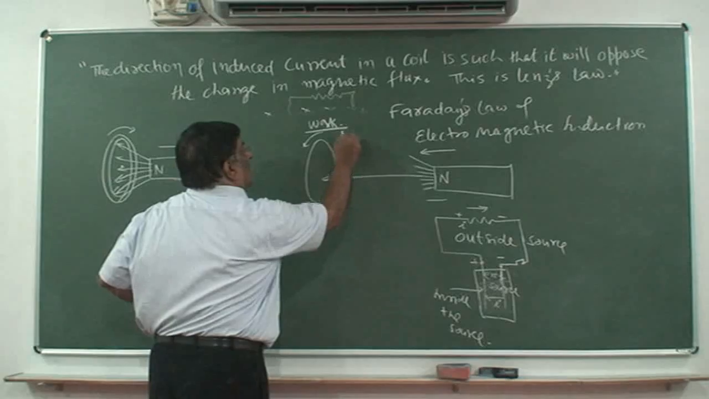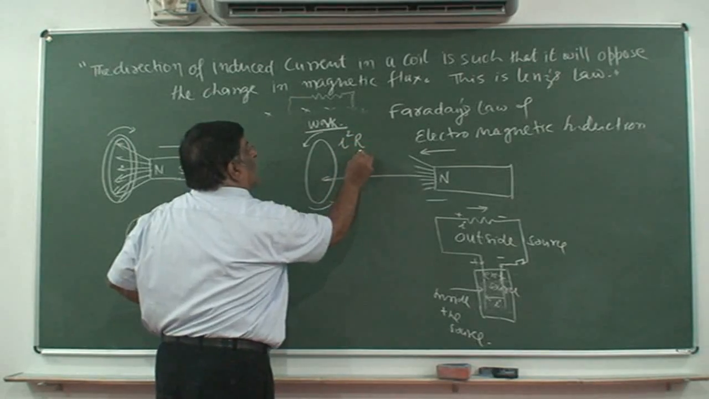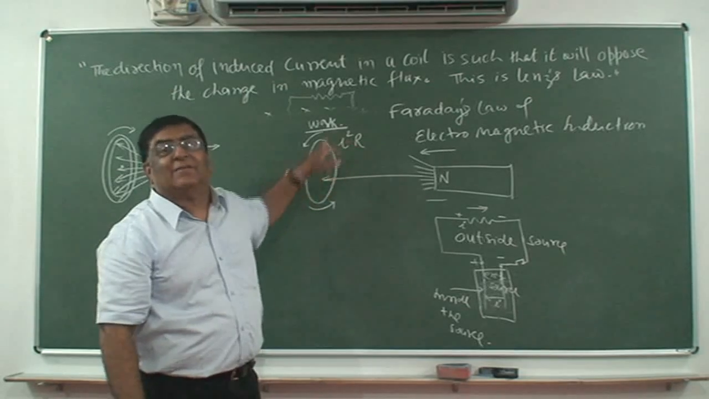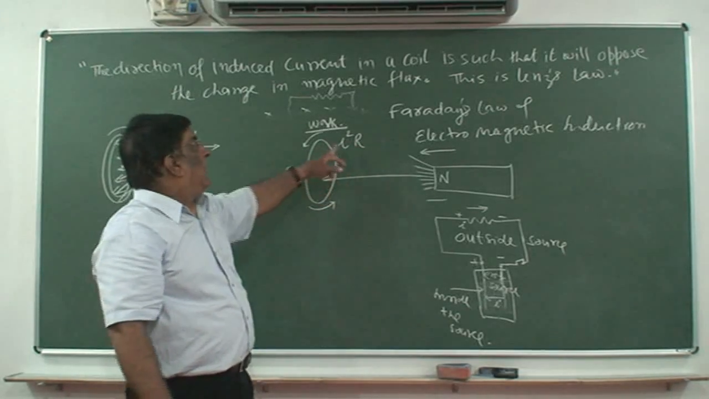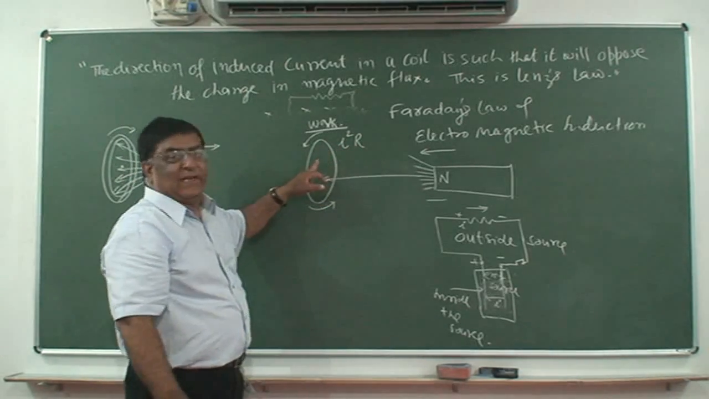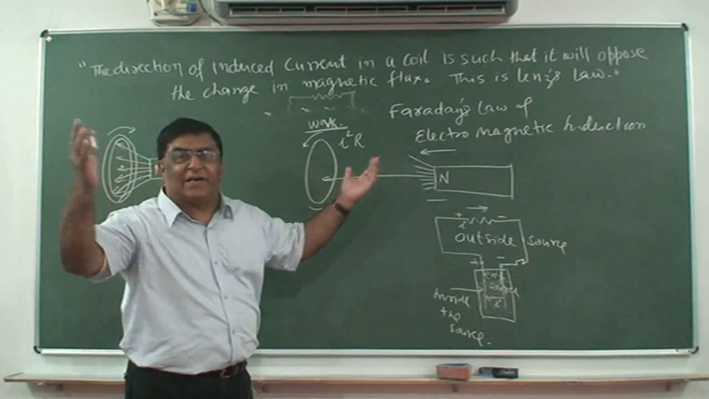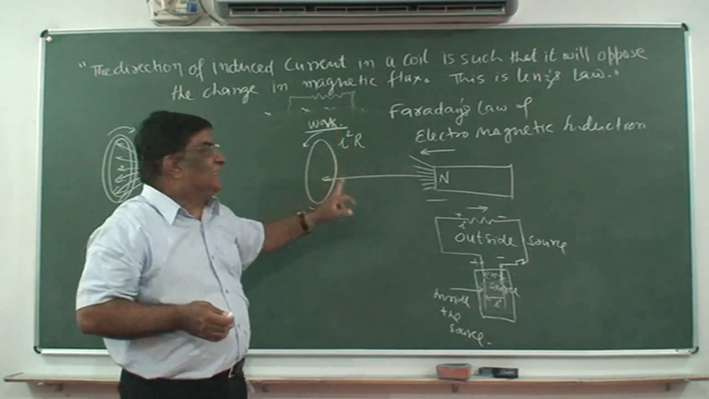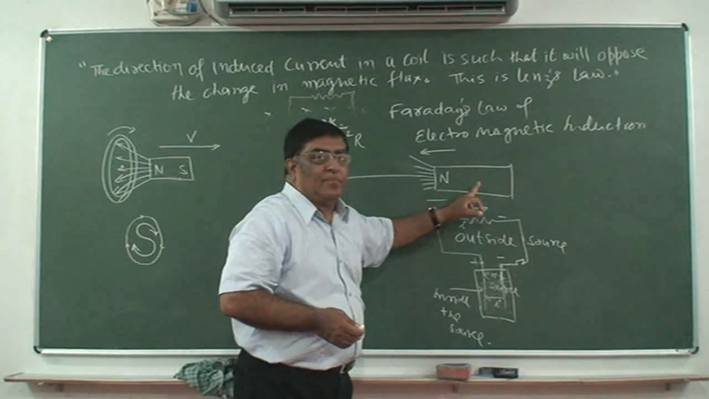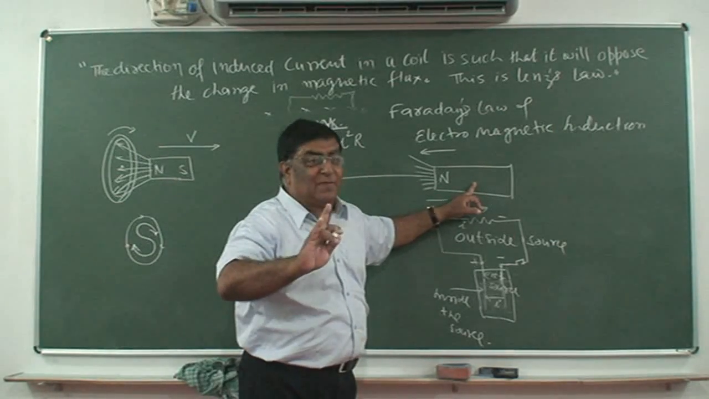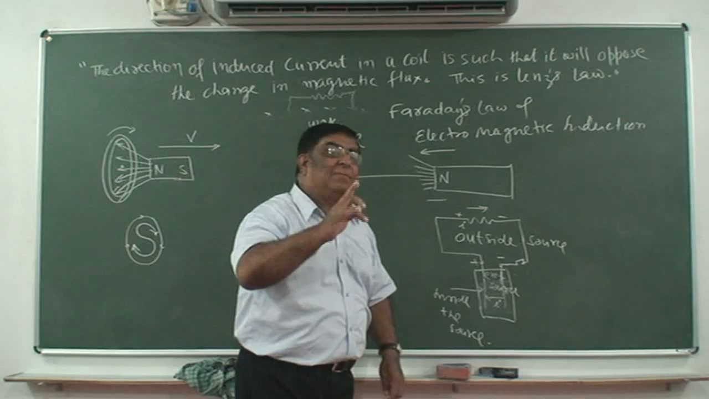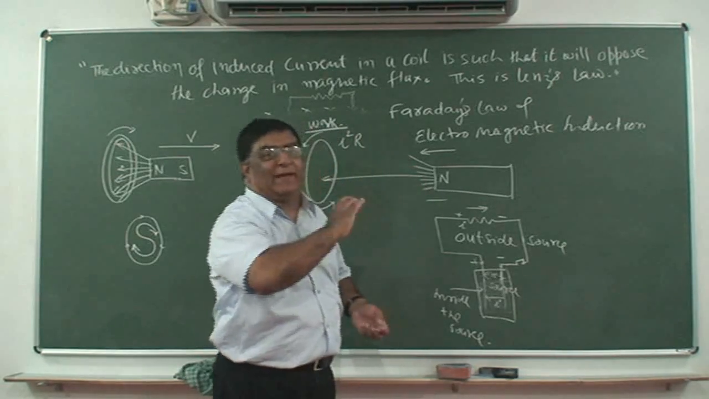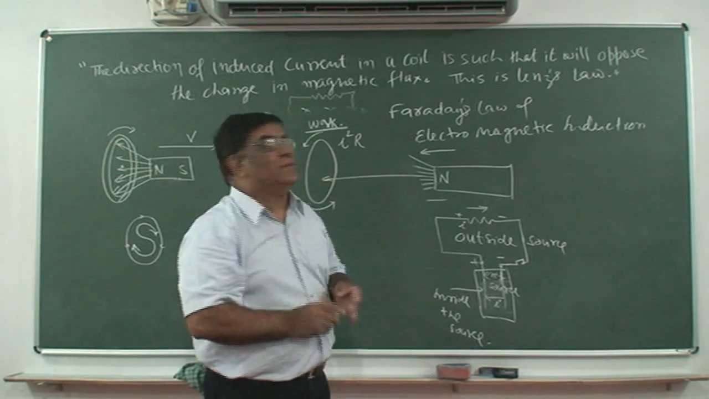And this work done is how much? I square into R, where R is the resistance of the coil and I is the current flowing in the coil. Now this I square R work is done here, which is radiated away as heat. But where does it come from? The answer is it comes, no, not from the magnet. It comes from that agent, that person who is moving the magnet. He is doing the work.